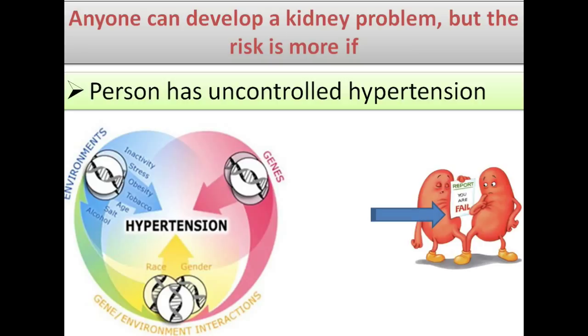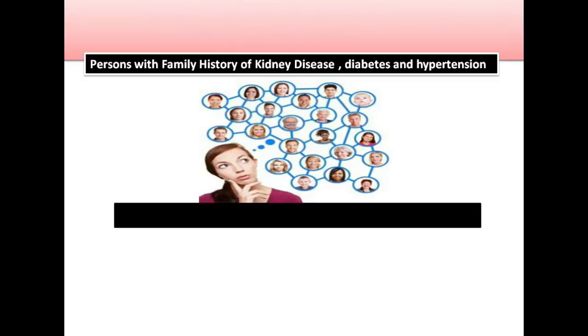So somebody whose BP is not controlled and not below 130 systolic and 90 diastolic has to have a kidney checkup.